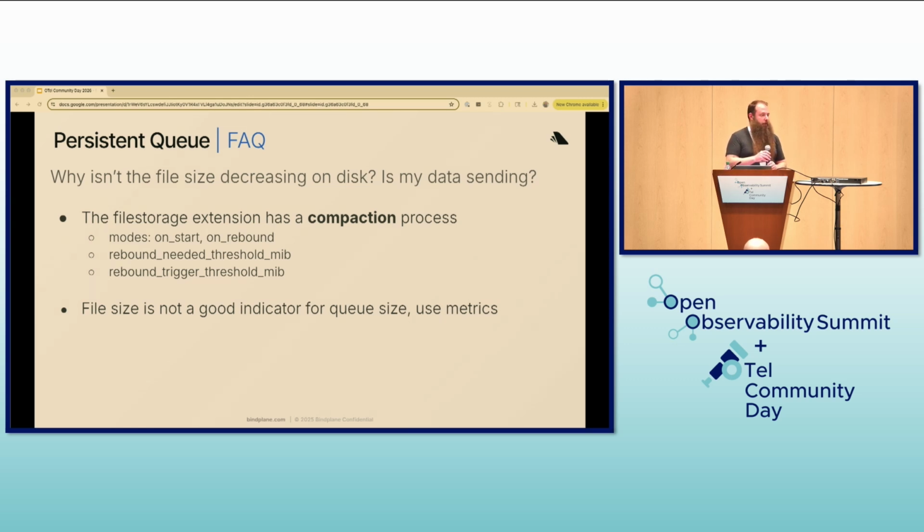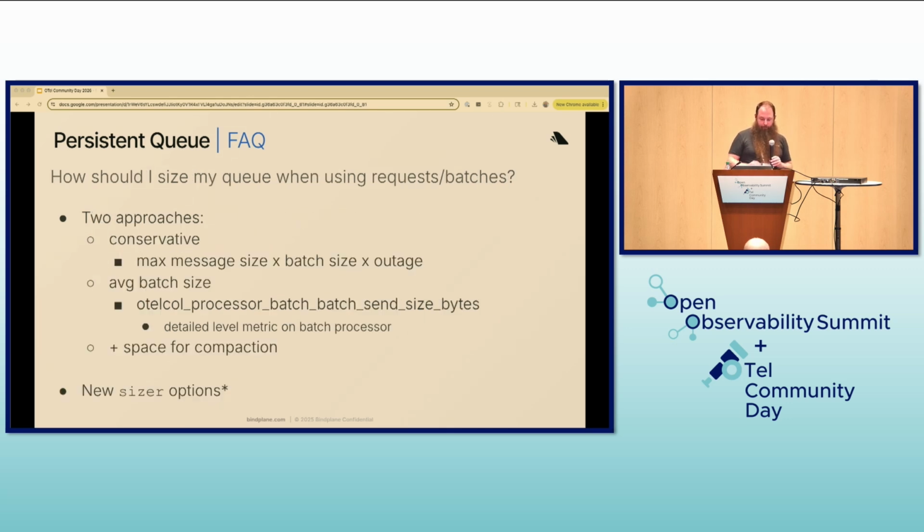So don't use the file size, use your metrics. So how should I size the queue? We get this question all the time, and it's a really reasonable question, especially when you're talking about batches. There's not an easy correlation between a batch and size on disk. So again, this is how we work with this.